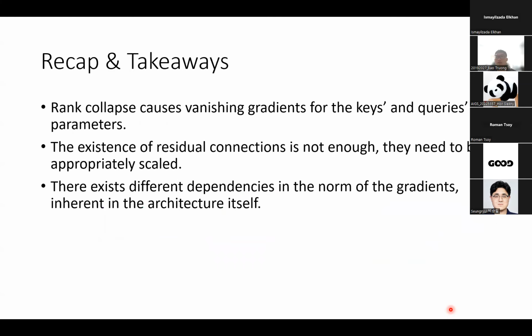So to summarize, they have uncovered that rank collapse causes vanishing gradients for the key and query parameters. They also discovered that the existence of residual connections is not enough; they need to be appropriately scaled. And since increasing correlation can significantly expand the differences in the gradients of different parameters in the network, even when we are controlling the correlation, there are other factors that affect the gradients of different parameters in a similar way.